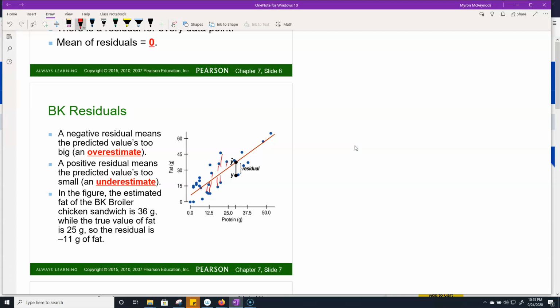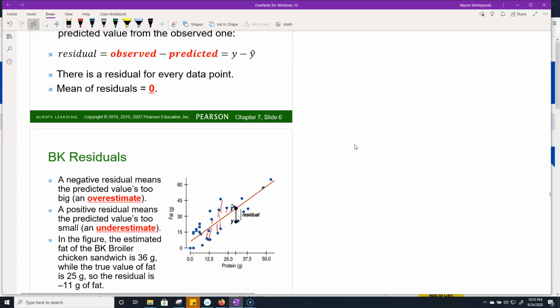So a negative residual means that you have an overestimate. Because look at the equation, y minus y hat. And that is predicted.